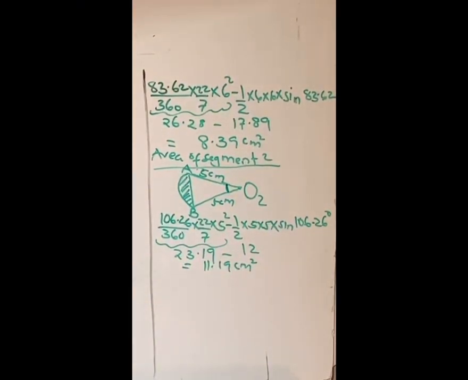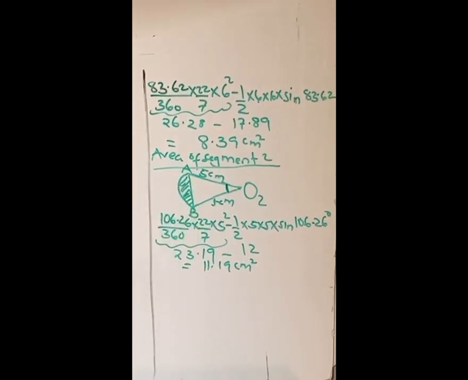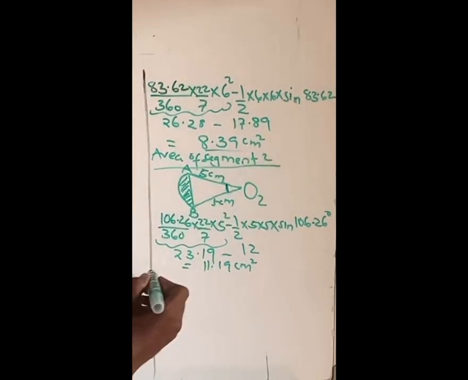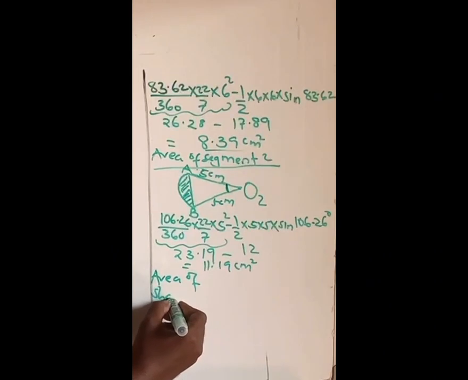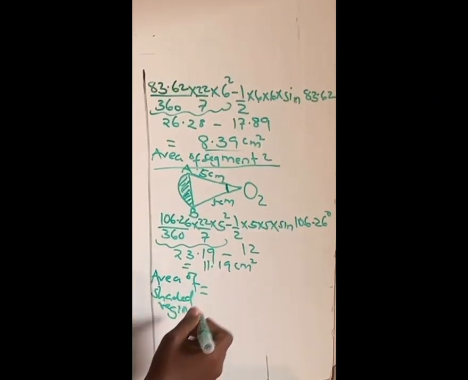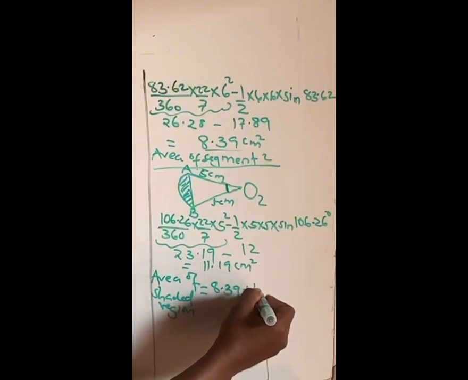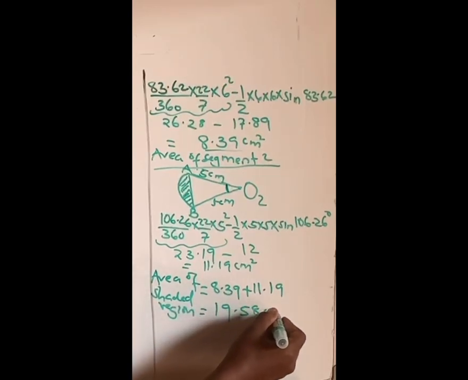So we've got the area of segment 2, and the other part of the shaded region we already calculated. It is 8.39. So the area of the shaded region is given by the area of segment 1, 8.39, plus the area of segment 2, which is 11.19, and this gives us 19.58 centimeters squared.